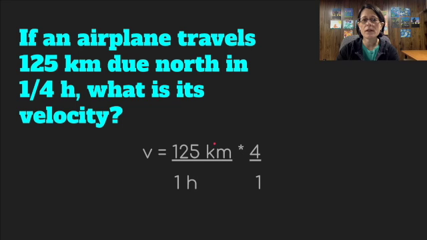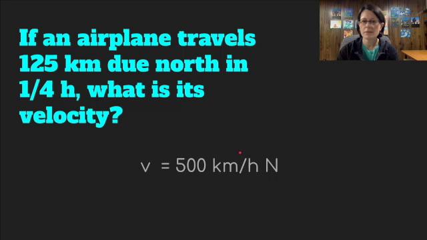So here, I've flipped my fraction over. I'm now multiplying by 4. So 125 times 4 is 500 kilometers per hour. Remember, with this label, it's the distance divided by time. And because it's a velocity, we have to have north here. We have to have our direction. Remember, a vector quantity is a magnitude plus a direction, a number plus a direction.